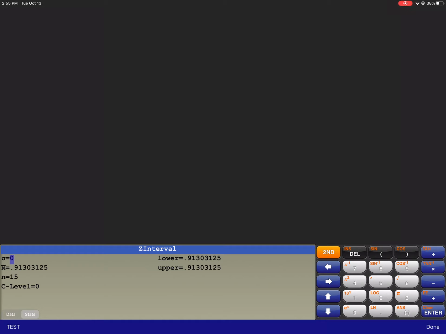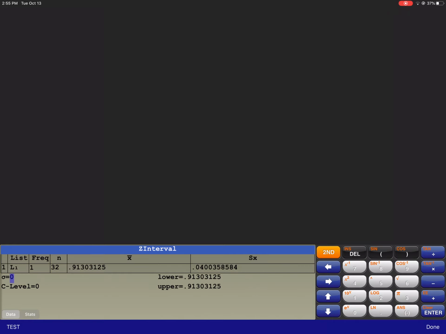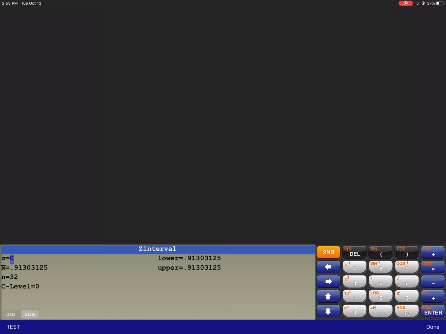In this case, it gives you the option to type it in multiple ways. Yours will look a little bit different from mine, of course, but there should be somewhere where it has a data option and a stats option. The stats option is if you know the population standard deviation, the sample mean, and the n. If you know all those, you can just type them straight in, get your confidence level, and you're good to go.